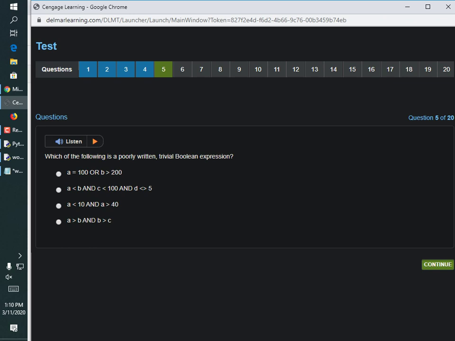Unless they have a different name for something that is always true as opposed to always false. If A is less than B and C, there's nothing wrong with that, as long as you have those variables. So I'm going for this one because there's no way for something to be less than 10 and greater than 40. But how can something be less than and greater than 5 also?